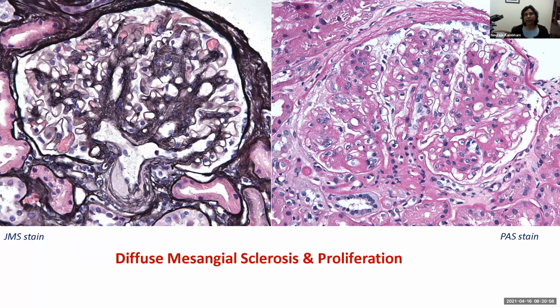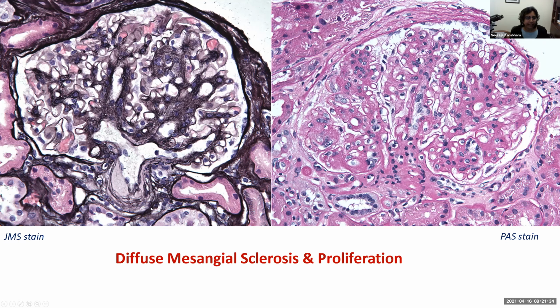And then as it progresses, you're starting to see more mesangial expansion. This is a JMS stain, Jones methenamine silver stain, which highlights the areas of fibrosis and the basement membranes. You're starting to see that the mesangial area, this black stuff, is increasing, with increasing deposition of mesangial matrix. And this is a PAS stain. You have seen it before, similar colors, again, mesangial sclerosis and proliferation is going up.